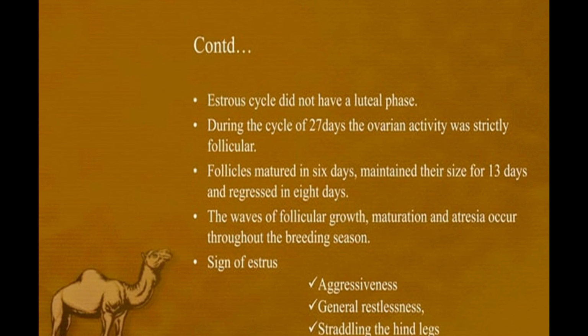The camel estrus cycle does not contain a luteal phase. During the 27-day cycle, ovarian activity is strictly follicular. Follicles mature in 6 days, maintain their size for 13 days and regress in 8 days.